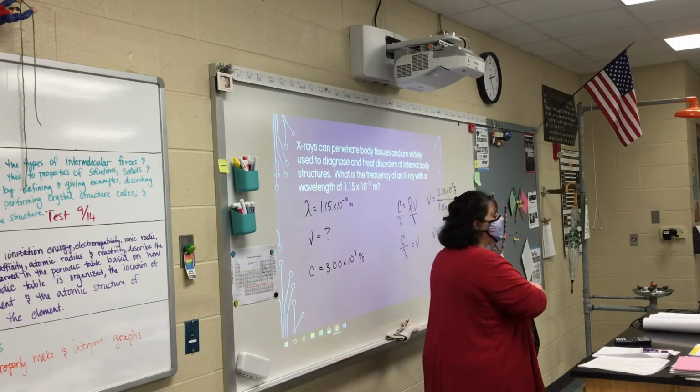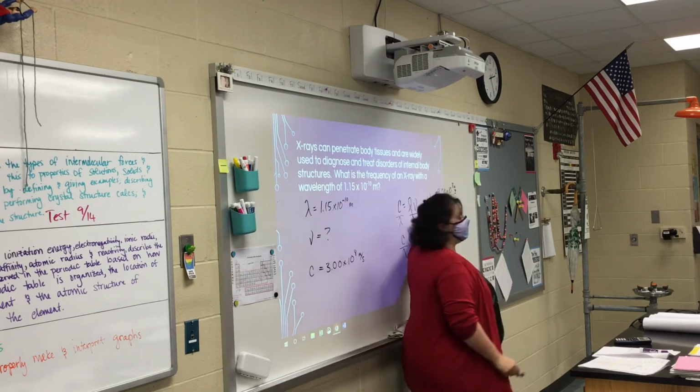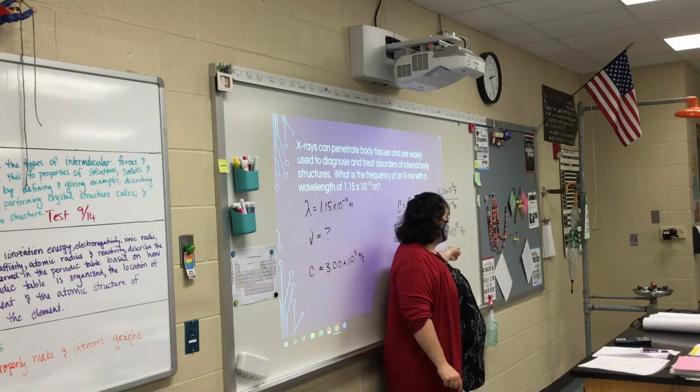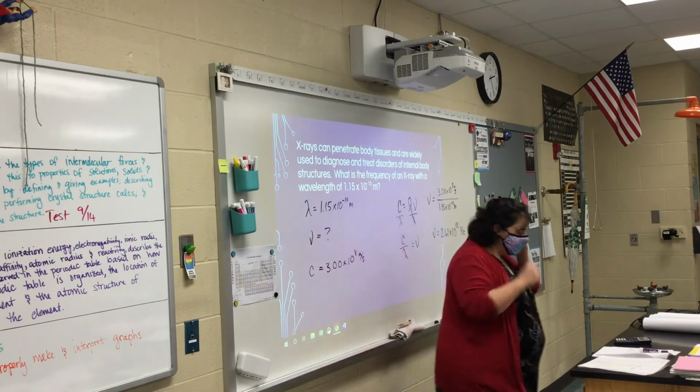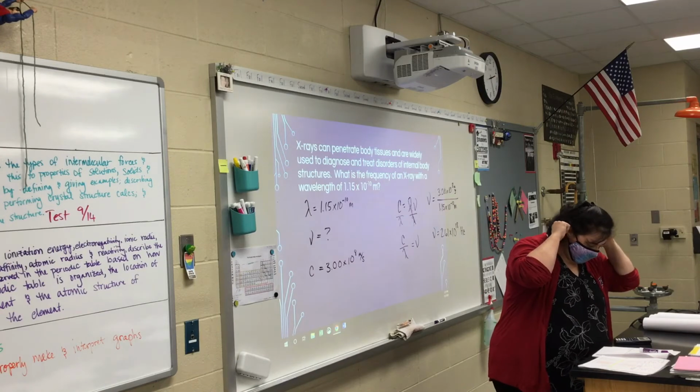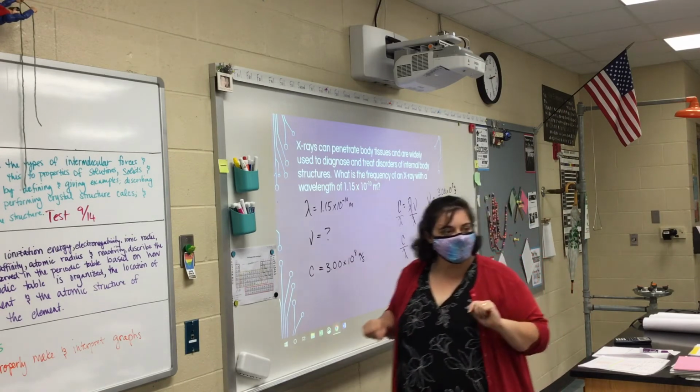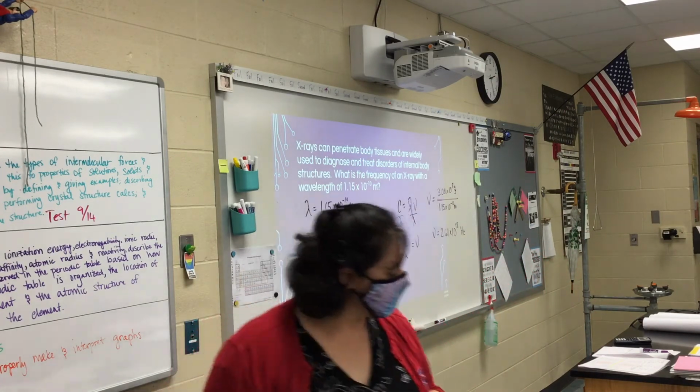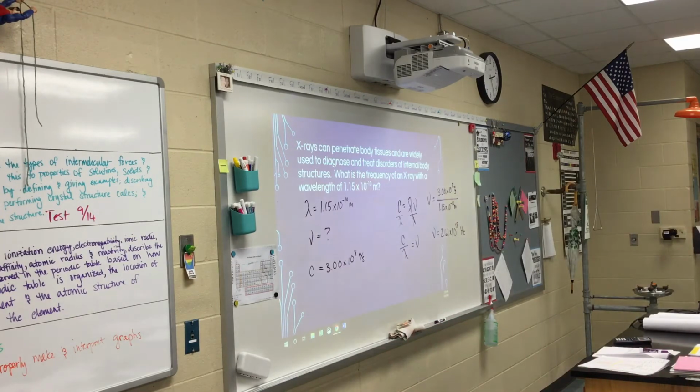What I want you to do is give it a try, put this in and see if you get that answer. So we just go back and retype it? Yep. Put in the fraction of numbers: v equals 3.00 times 10 to the 8 divided by 1.15. Put all that in and see if you get the answer that I got.